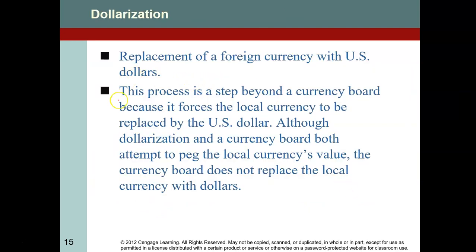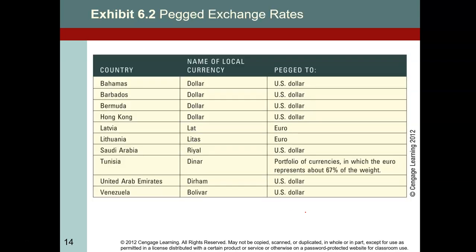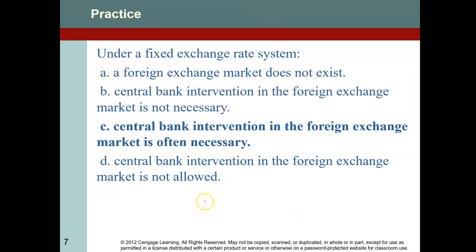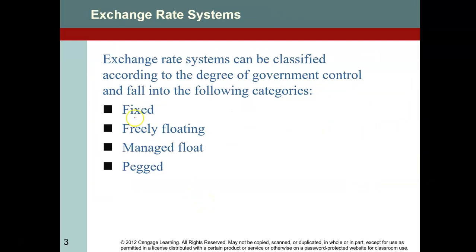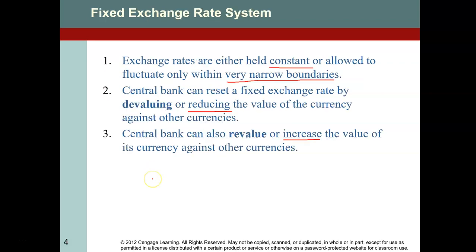Okay, so that's four types of different exchange rate systems. Again, it's the most strict one, fixed, and then freely floating, not managed, and then something between, managed float and pegged.